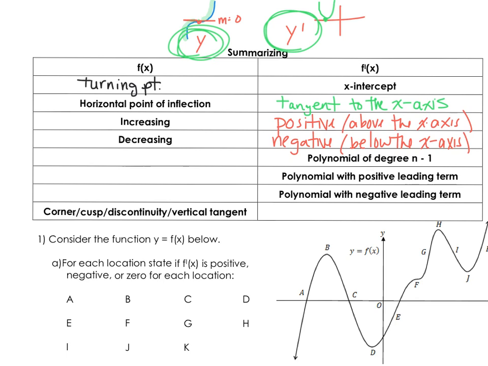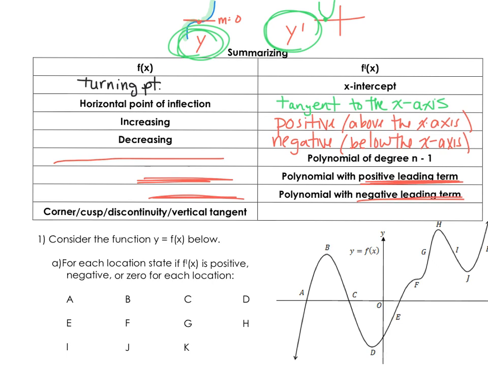Okay, so the next part. If the derivative is a polynomial of degree n minus 1, then the original function was a polynomial of degree n. If the derivative has a positive leading term, the function is going to have a positive leading term. If the derivative has a negative leading term, the function is going to have a negative leading term.